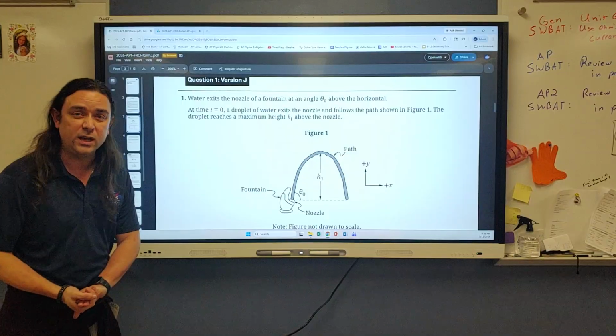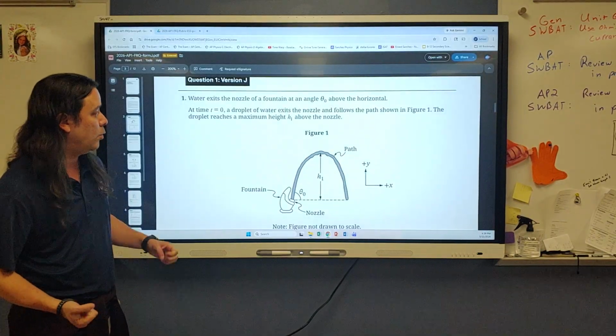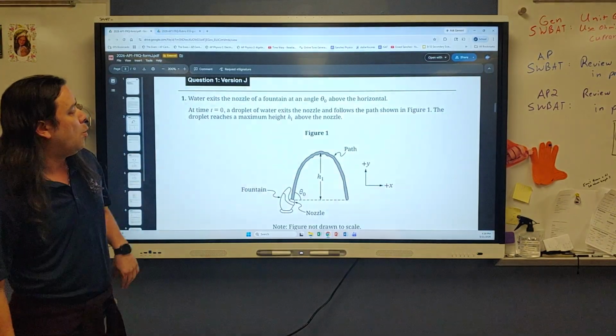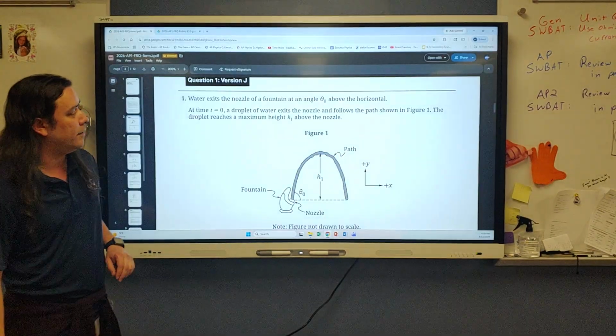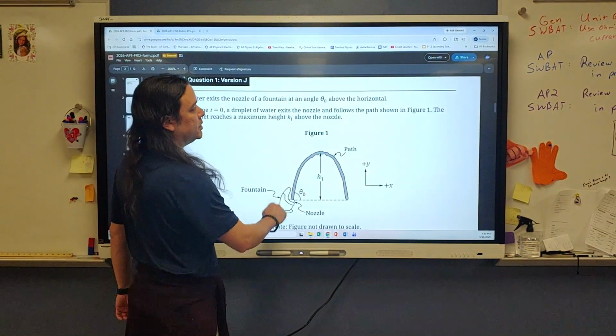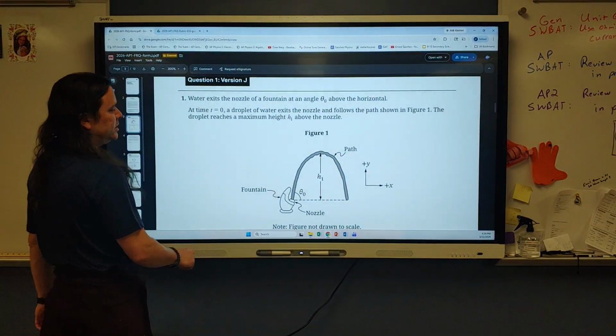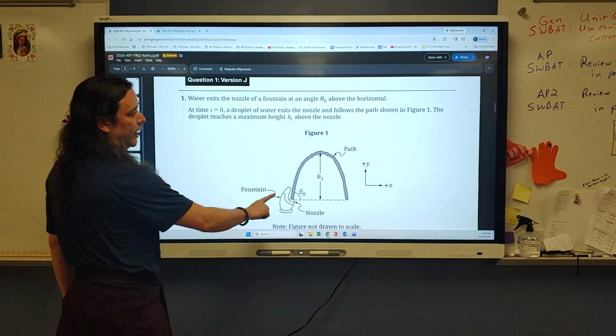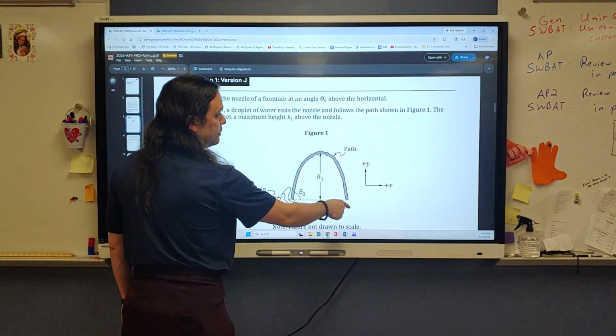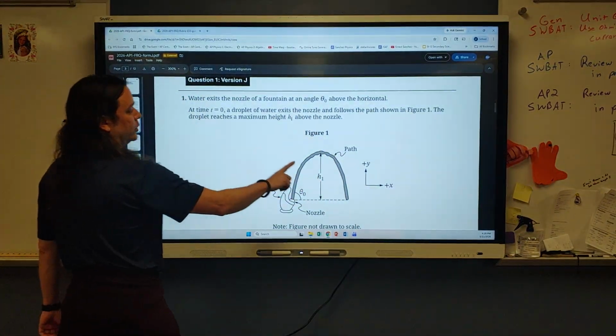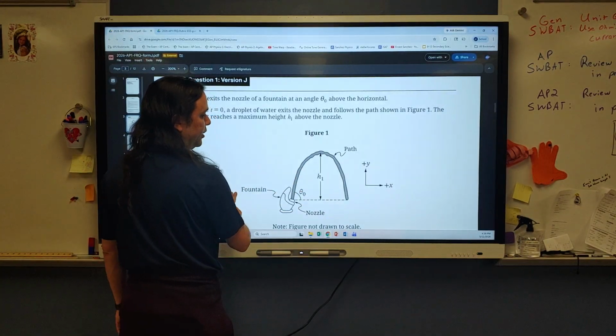That being said, we are going to see a little bit of complex math in this, and I'm going to walk us through it. What we've got is water exits the nozzle of a fountain at an angle theta naught above the horizontal. At time t equals 0, a droplet of water exits the nozzle and follows the path shown in figure 1. The droplet reaches a maximum height h1 above the nozzle.